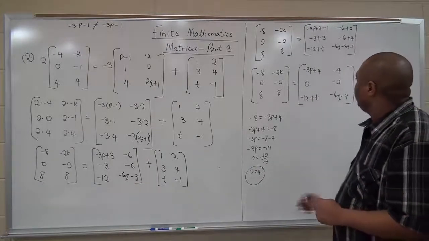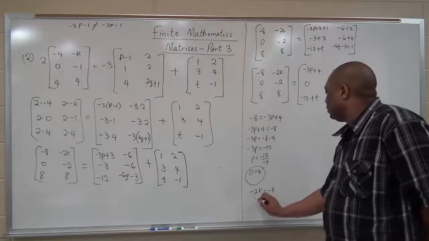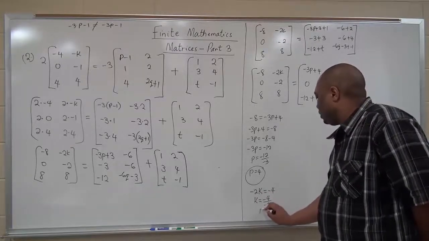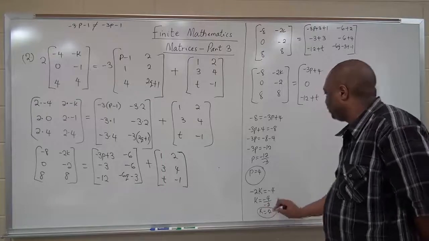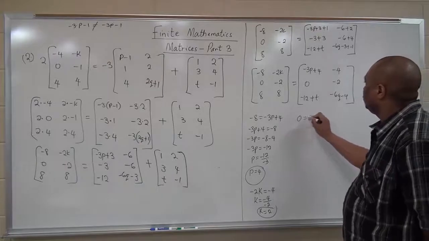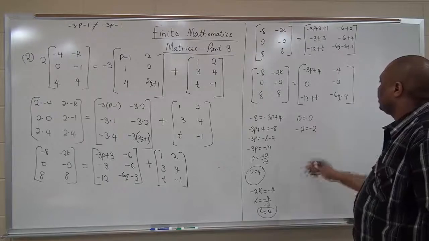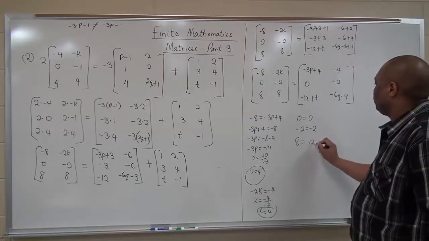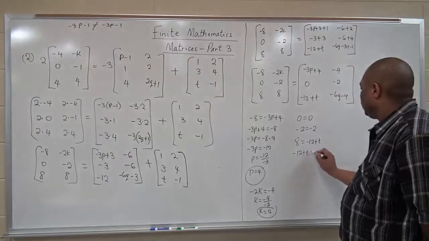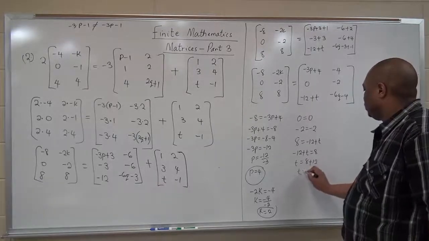Then you have that here, negative 2k is equal to negative 4. K will be equal to negative 4 over negative 2, and K will be equal to 2. You have your K. 0 is equal to 0. That's good. Negative 2 is equal to negative 2. That's good. 8 is equal to negative 12 plus t. You rearrange that. Negative 12 plus t is equal to 8. T will be equal to 8 plus 12. T will be equal to 20.